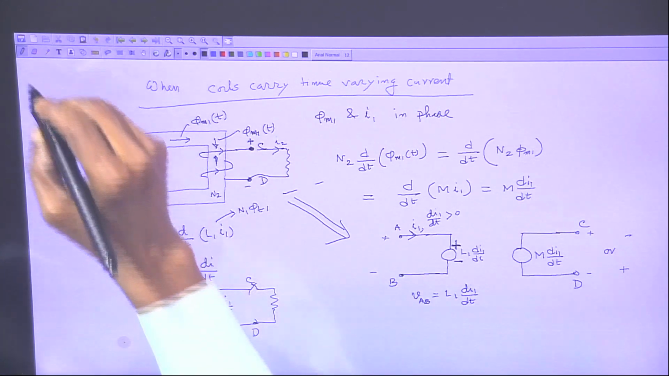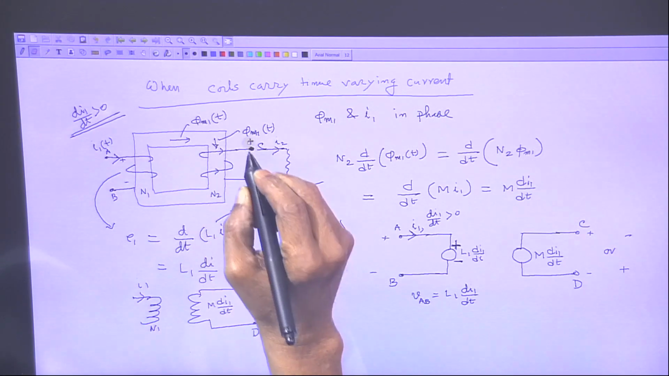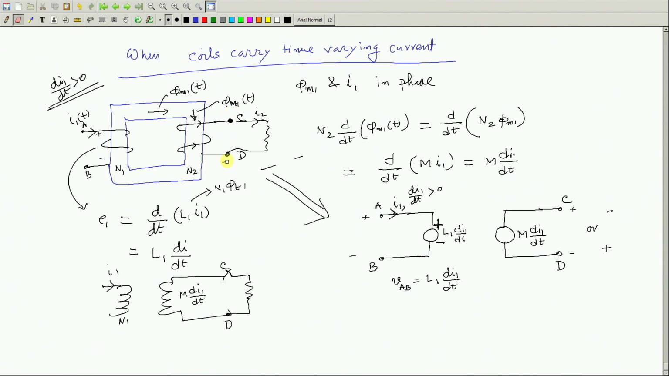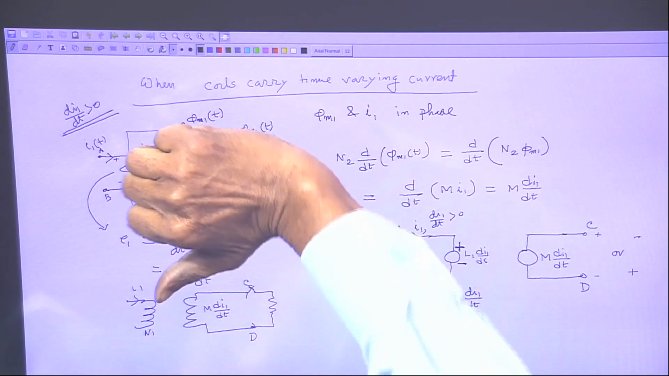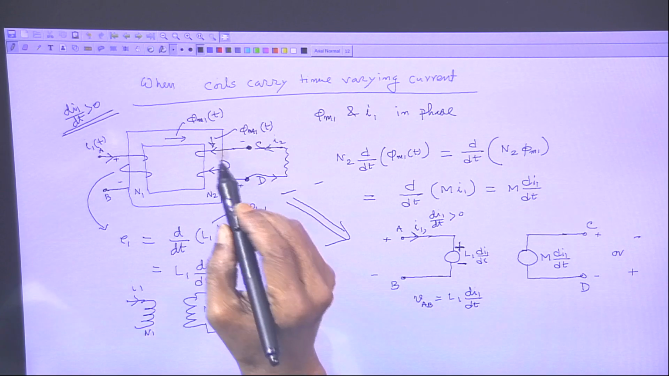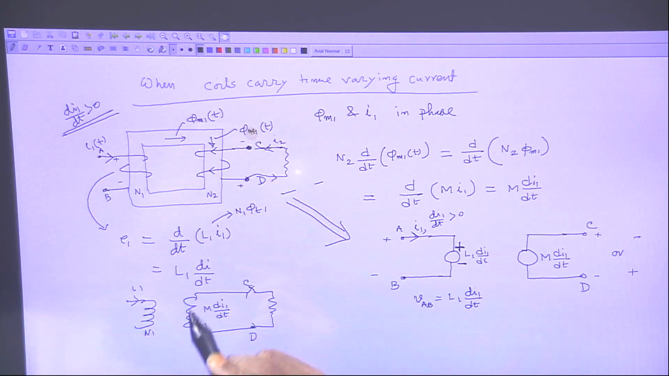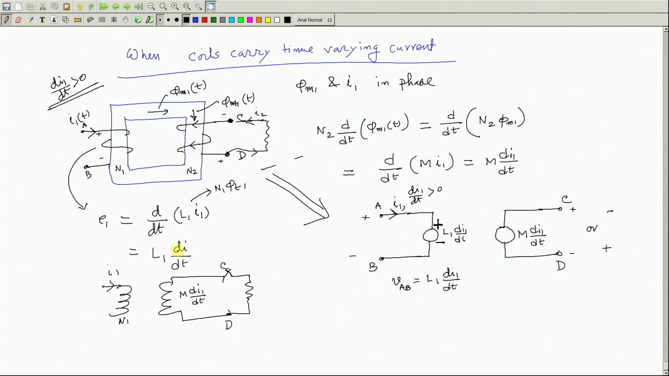The other one cannot be, that also I will tell. Suppose the other one is true. So, if the other one is true, this is plus, this is minus, the polarity of the induced voltage across this, then the current would have flown like this, and the direction of the current will be then just opposite in the coils, and the direction of the flux will be then from top to bottom, which will be in the same direction as phi m1. So, then it is going to strengthen the flux.